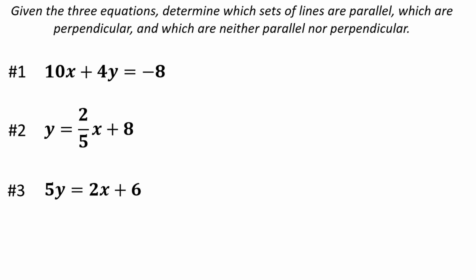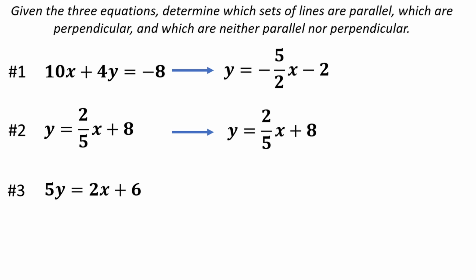Alright, hopefully your first step was to convert the equations of 1 and 3 into slope-intercept form by solving for y. I'm going to skip the algebra here, but you should try it out if you haven't done so already. Solving the first equation for y, we get y is equal to negative 5 halves x minus 2. The second equation is already in slope-intercept form, so I'll just rewrite it here. Solving the last equation for y, we get y is equal to 2/5 x plus 6 over 5.